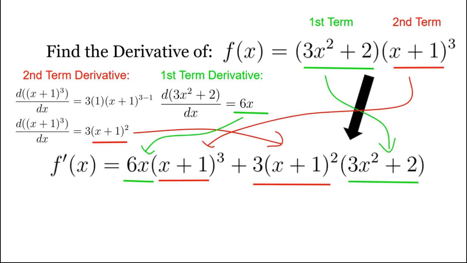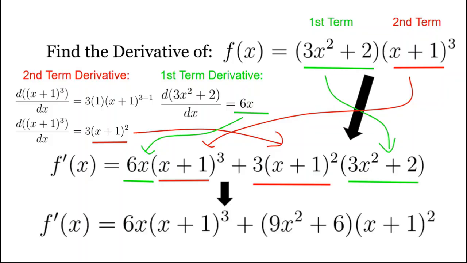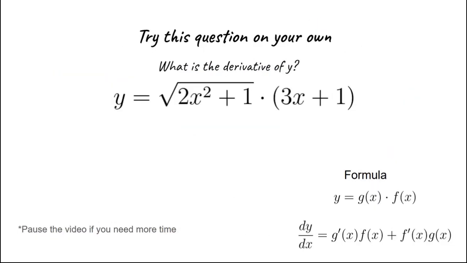Now all we do is substitute everything in. So we multiply the derivative of the first term, which is 6x, with the normal second term, (x plus 1) cubed. Then we add this with the derivative of the second term, which is 3 times (x plus 1) squared, and we multiply this with the normal first term, which is 3x squared plus 2. And then we can just leave it as it is. There's no need to factor. You can leave it just as it is. Now try out this question, and if you need more time, feel free to pause.